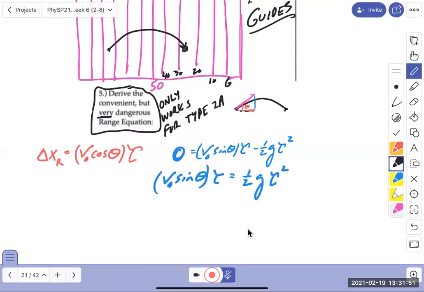You can divide both sides by tau, as long as tau is not 0. Well, obviously there's some time, so take out the square there. So now we have that, and then I'm going to go ahead and solve for tau. You already have this equation. Tau then is 2 V naught sine theta all over G.